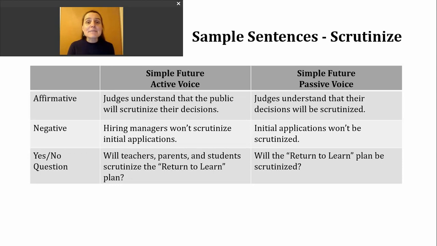If I want to take that same sentence and make it passive voice, again, I will start with will, and what comes after that is going to be the object or thing that receives the action. Then we'll have be and the participle form of our verb. So same sentence, but in passive voice. Will the return to learn plan be scrutinized?